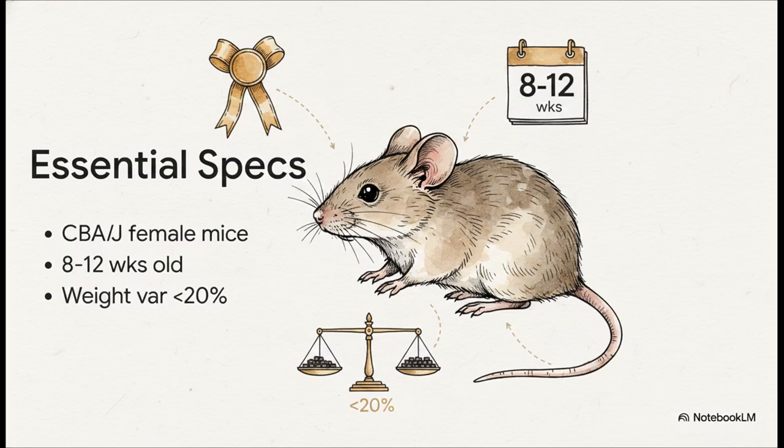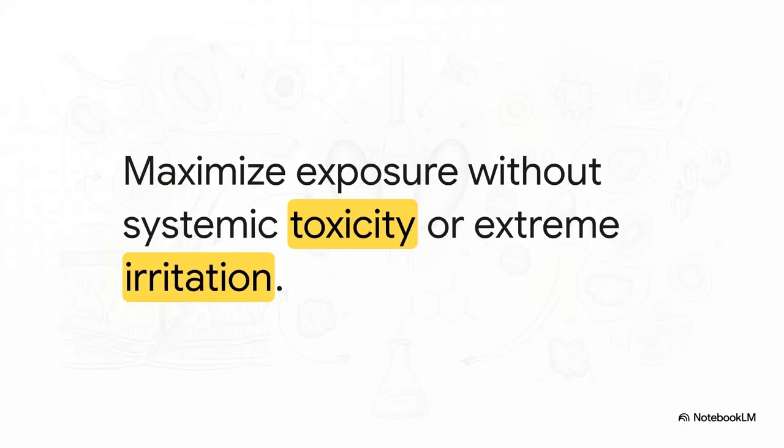And here's a detail professors love to test on. The weight variation of these mice cannot exceed 20% of the mean weight. Why so strict? Well, metabolic consistency is absolutely crucial for getting accurate bioluminescence readings later on. But hold on, we can't just jump in and start slathering our main chemical on these mice. We need to find the right dosage first. So, before the main study, a pre-screen test is totally mandatory if you don't already have toxicity data.